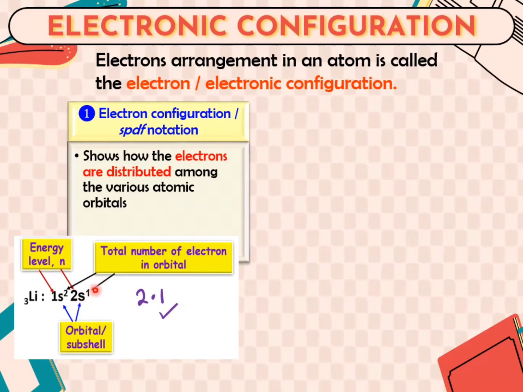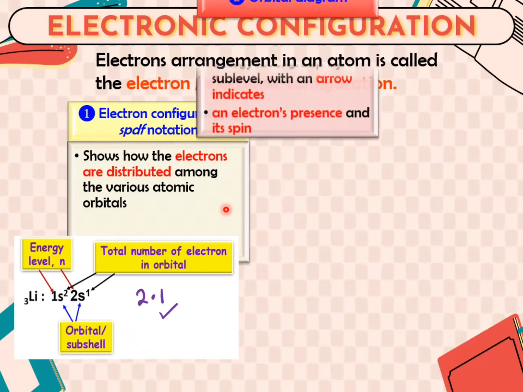Okay, so 1 yang kecil dengan 2 yang kecil di atas ni, ini adalah total number of electron in orbital. Okay, so we know that in s subshell or s orbital, we can fill in maximum 2 electron. Ingat, remember, s orbital, maximum electron that you can fill in only 2. We need to apply all the concept in 2.2 later in this subtopic.